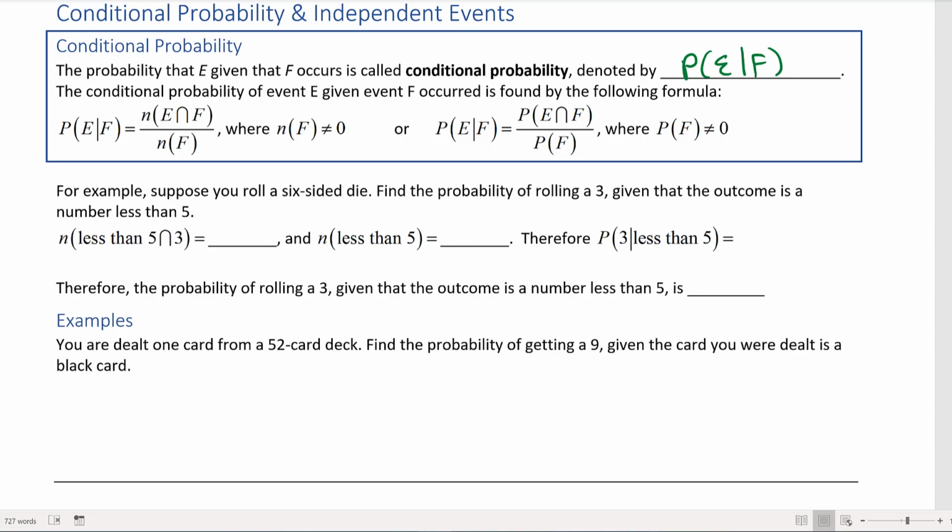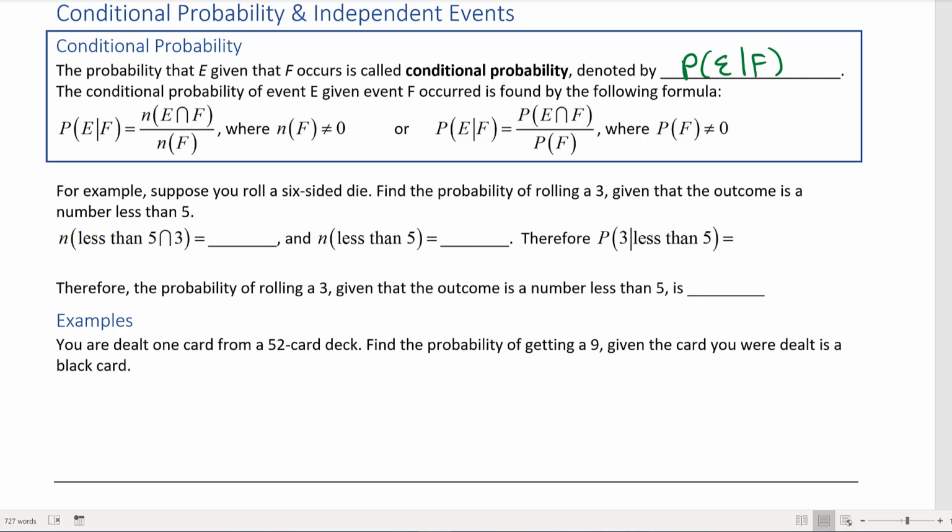So for example, suppose you roll a 6-sided die. Find the probability of rolling a 3, given that the outcome is a number less than 5. So your friend rolls a die and takes a look at it and says, okay, I'm going to tell you that it's less than a 5. Now what's the probability of rolling a 3? So they gave you some information about the die, but you still have to figure out what the probability is. I know it doesn't make so much sense with someone hiding the information about a die, but it's going to make a whole lot more sense in our future examples that are a little bit more complicated. So we decided to start with a simple one.